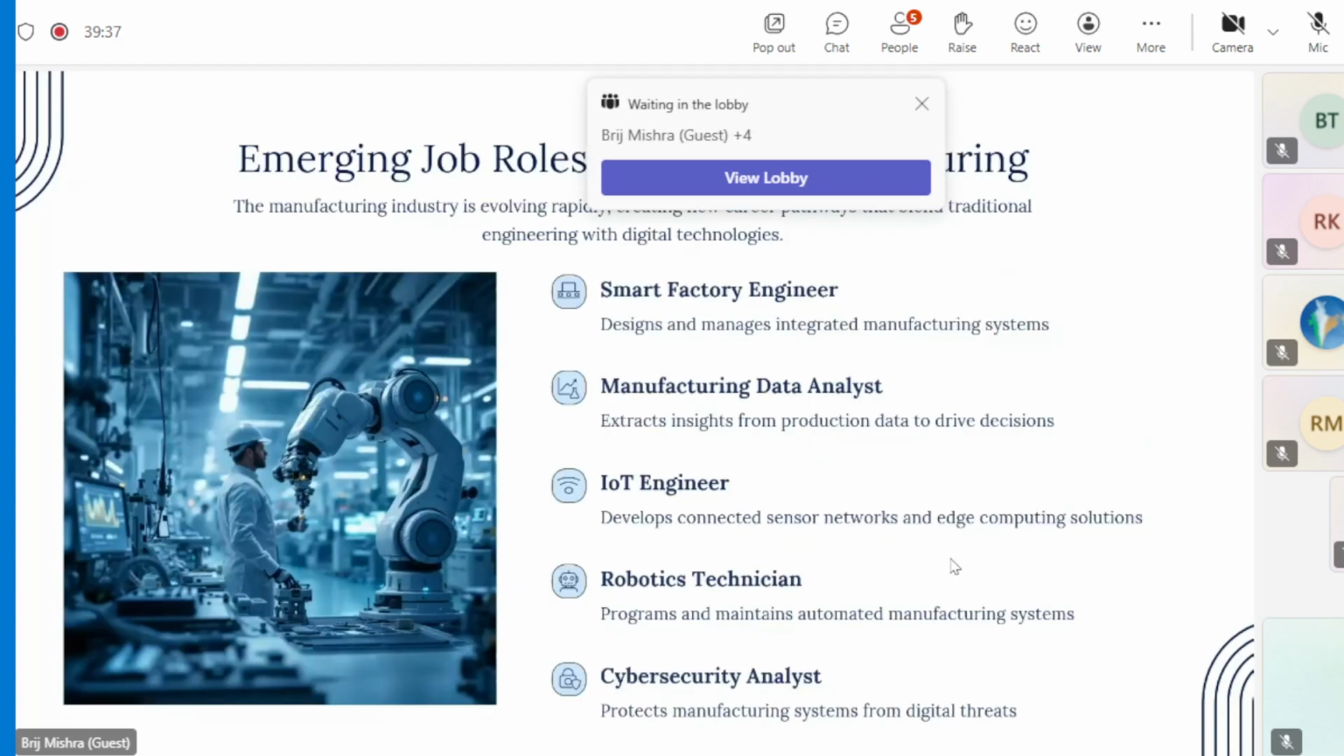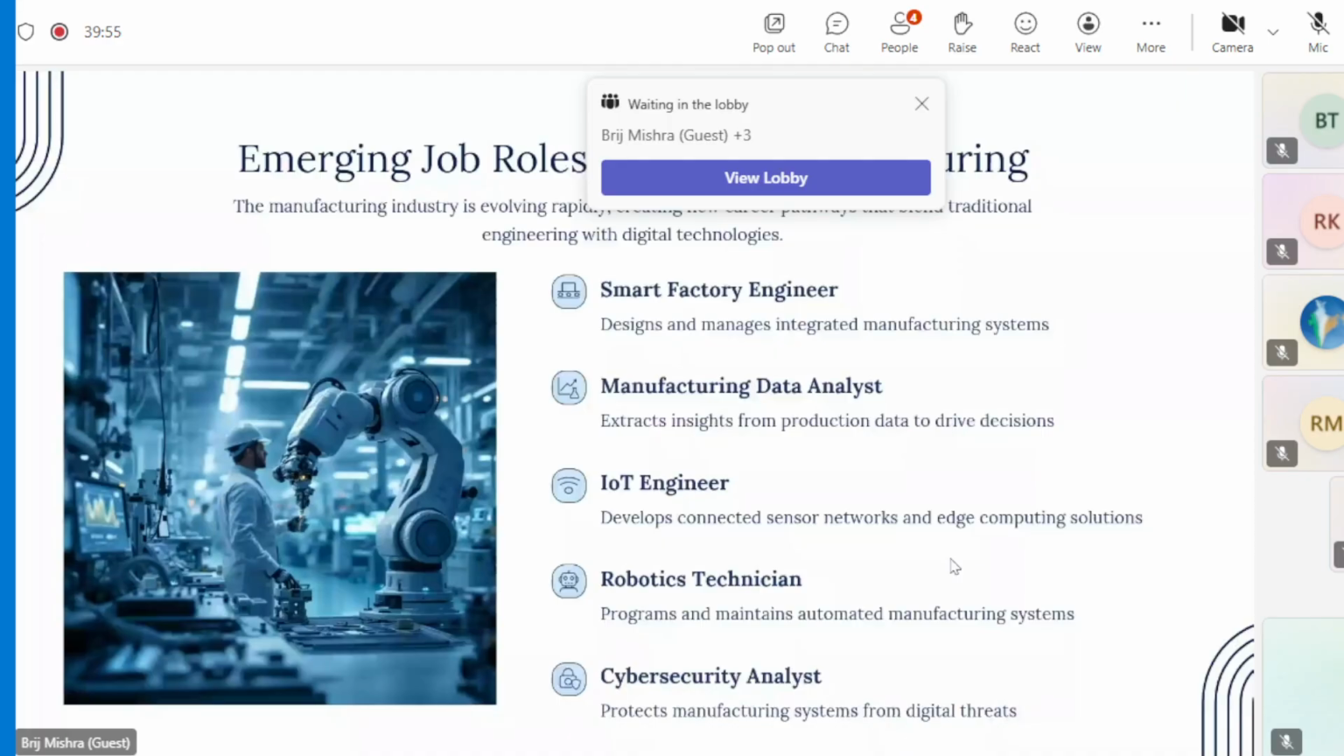So this is, I am toward the end of this whole presentation. Emerging job roles in smart manufacturing, for which our students and academia try to prepare our students.